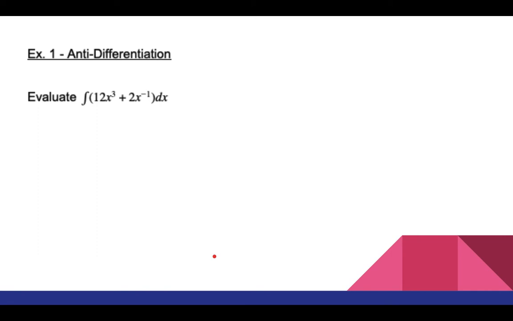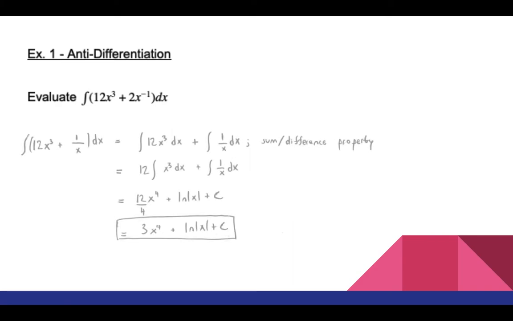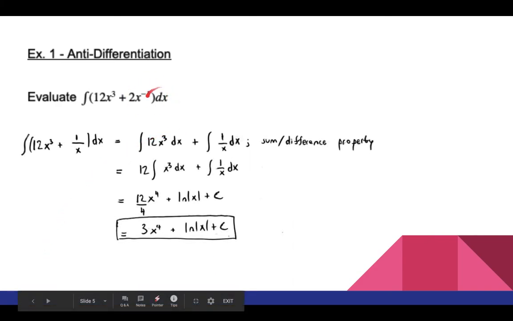So let's look at some examples of anti-differentiation. Evaluate the indefinite integral of 12 times x cubed plus 2 times x to the negative 1 power. First, we're going to rewrite x to the negative 1 power as 1 over x. There should be a 2 here, but I forgot to include the 2 in my solution. Then we're going to apply the properties for indefinite integrals.